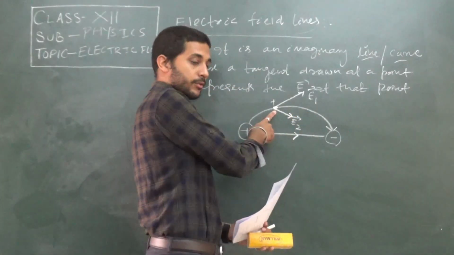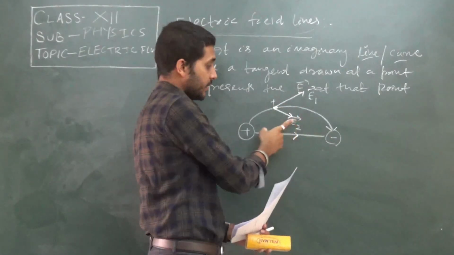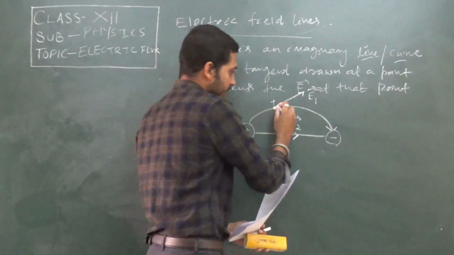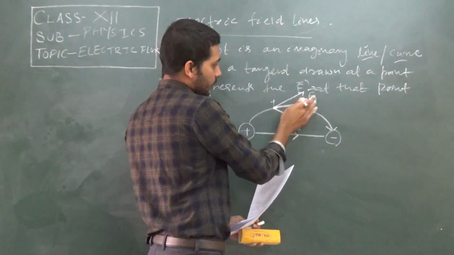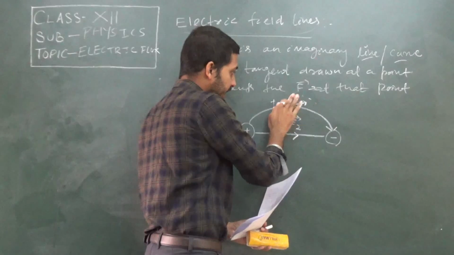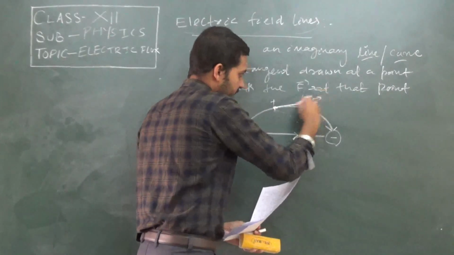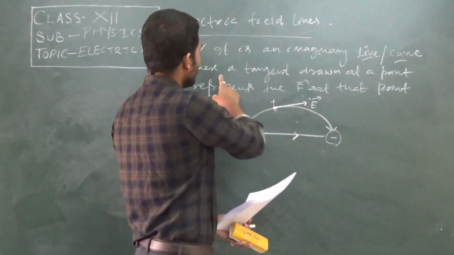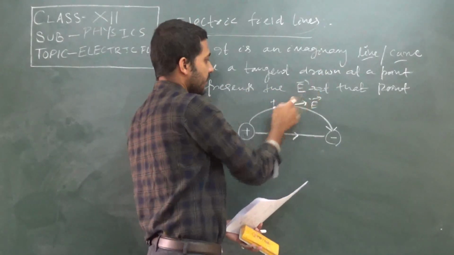So at this particular point, due to the positive there will be a repulsive electric field, and due to the negative there will be one attractive electric field. As two electric fields are acting simultaneously, this will give a resultant. If I ask what is the direction of the electric field at this point, we get the resultant as the electric field. So this is the direction of electric field. This is the basic case: an imaginary line or curve where a tangent drawn at any point represents the electric field at that point.